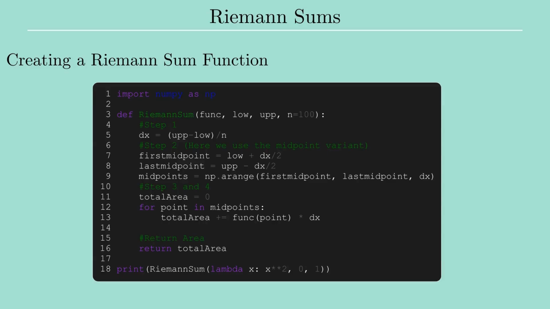First, the print function is used to display the output. The Riemann sum function is called with 3 inputs. The first input is a lambda function. This can be used to quickly write simple mathematical functions in a short way. The function inputted is x squared. The lower bound is inputted as 0, and the upper bound is inputted as 1. We don't need to input a value for n, as the function can use the default value of 100. When this program is run, it will display a value very close to 1/3.